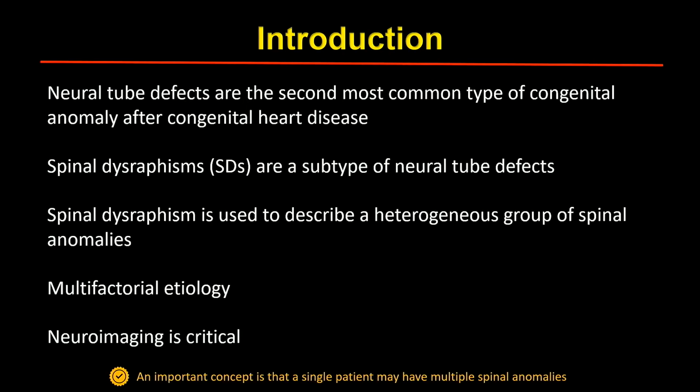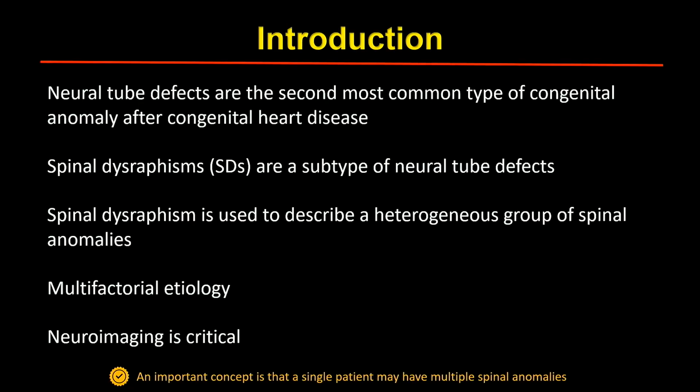So let's start. Neural tube defects are the second most common type of congenital anomaly after congenital heart disease. Spinal dysraphism is a term that is used to describe a subset of neural tube defects which happen between fifth to 6 weeks of gestation, and all of these eventually lead to incomplete fusion of either the mesenchymal, osseous, or nervous tissue, just to make it simple.